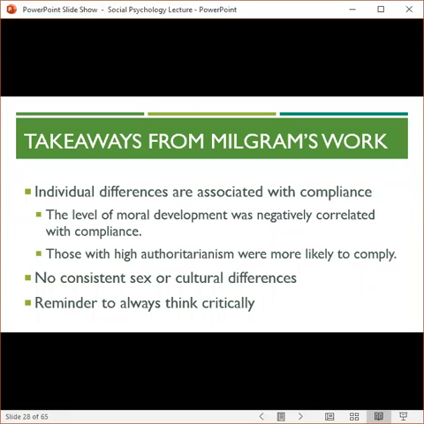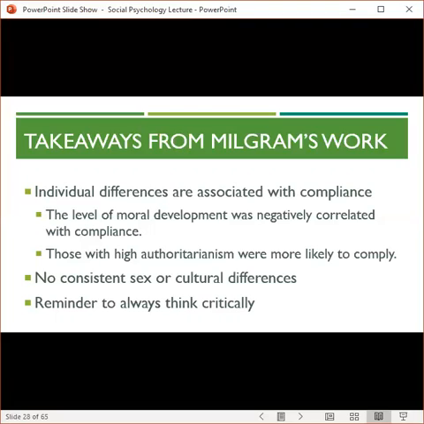Some of the takeaways from Milgram's work are that there are individual differences associated with obedience and compliance. So the level of moral development was negatively correlated with compliance. In other words, the higher someone's moral development, the more morally developed they were, the less likely they were to be compliant in the face of pressure to obey an authority figure telling them something that they didn't agree with.